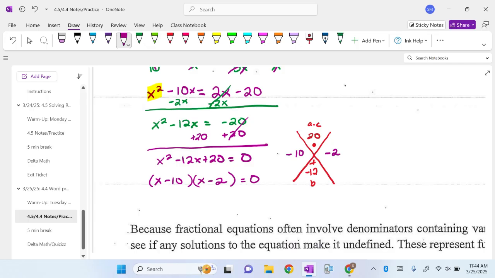I got to do something before you do that, Tomas. Right. Set each factor equal to 0 individually first. So you want to create two mini equations. So we have x minus 10 equal to 0, x minus 2 equal to 0. So we just split them apart. And then we solve them individually. So add 10 to both sides for the first one. x is equal to 10. Add 2 to both sides for the second one. x is equal to 2.